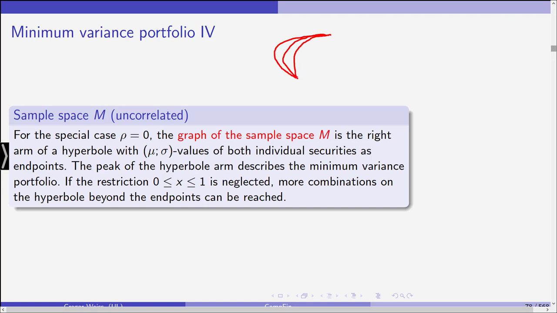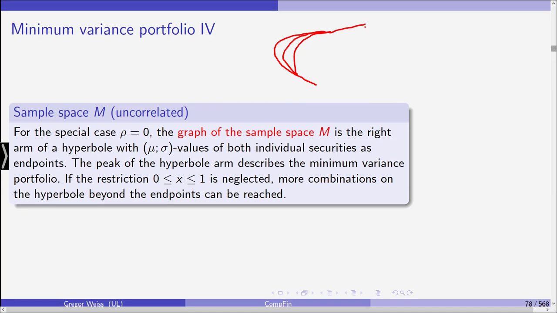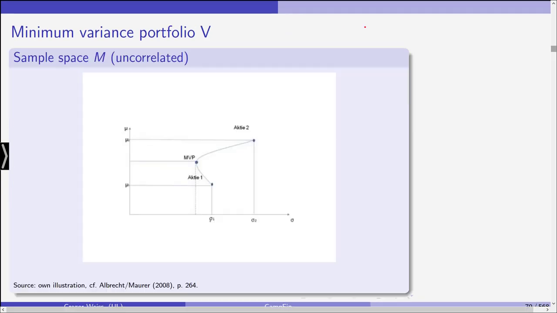Now, if the restriction 0 smaller or equal than x smaller or equal than 1 is neglected, we can get more combinations on the hyperbola beyond the endpoints. So you can actually go beyond this endpoint. But usually we will restrict X to be between 0 and 1. Okay, so this is the plot.